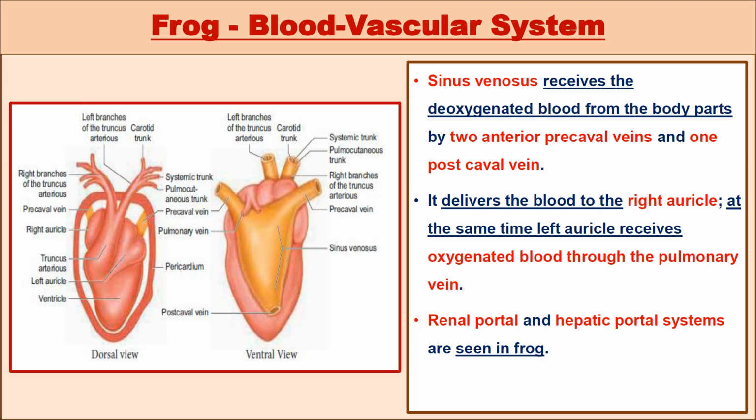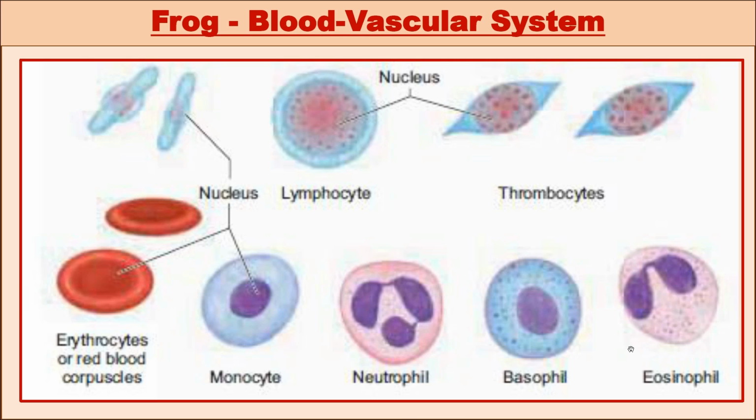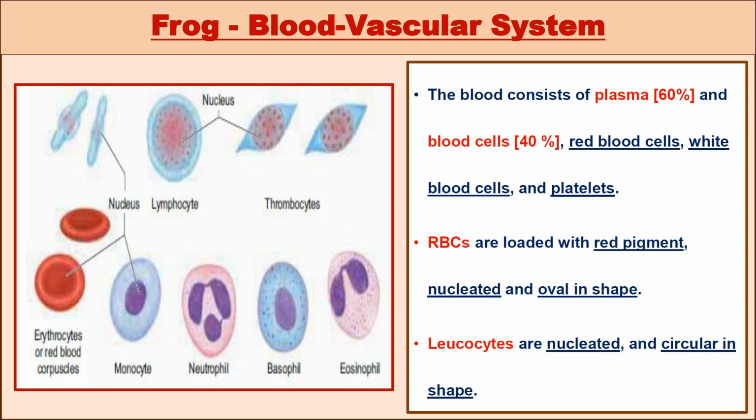as well as the hepatic portal system that supplies and receives the blood from the liver, are also seen in frog. Blood of frog consists of 60% of plasma and 40% of blood cells. And these blood cells comprise the red blood cells, white blood cells and platelets. RBCs of frog are loaded with red color pigment and they are nucleated and oval in shape. The white blood cells or the leukocytes are also nucleated and they are circular in shape.